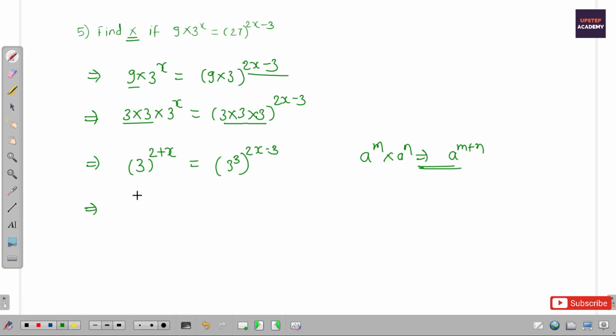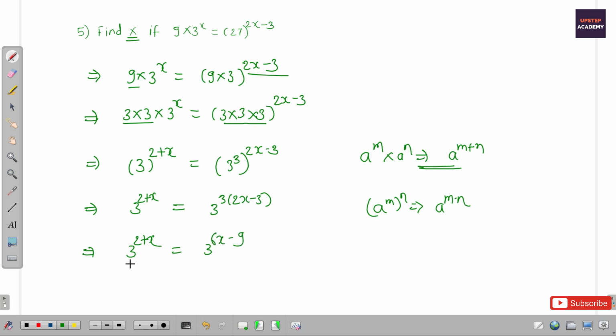So 3 raised to 2 plus x will remain as it is, right? And the right hand side will come like 3 raised to 3 into the bracket 2x minus 3, because here is the power law: a raised to m and whole raised to n is the given thing, then we can write it as a raised to m into n. So the next step will be 3 raised to 2 plus x, and the right hand side will become 3 raised to, we have to multiply this whole bracket by the 3. So 3 into 2x will be 6x minus 9, right?